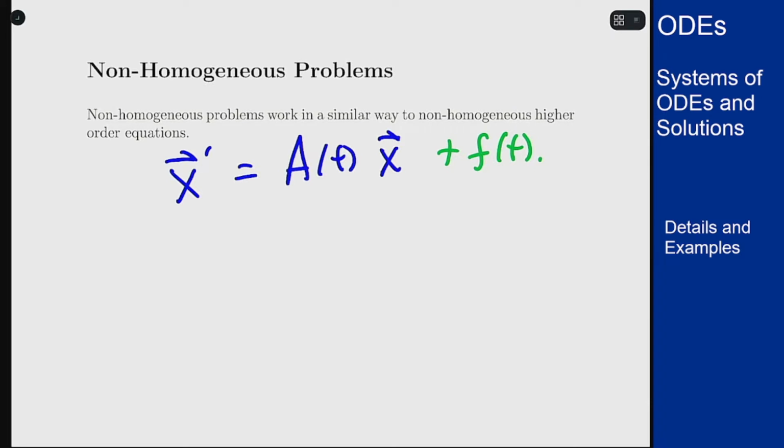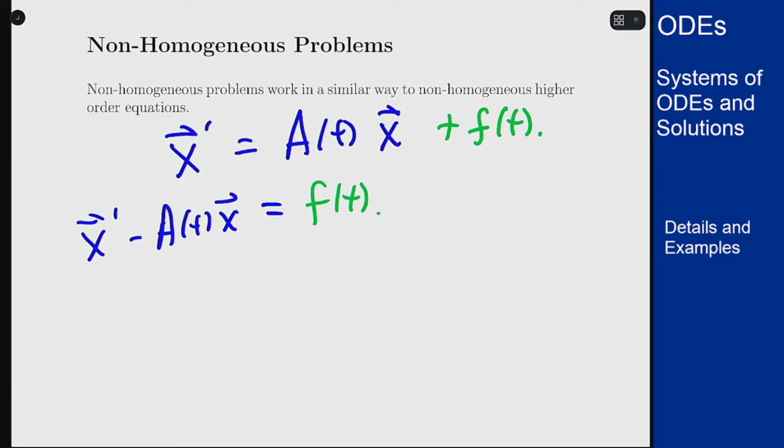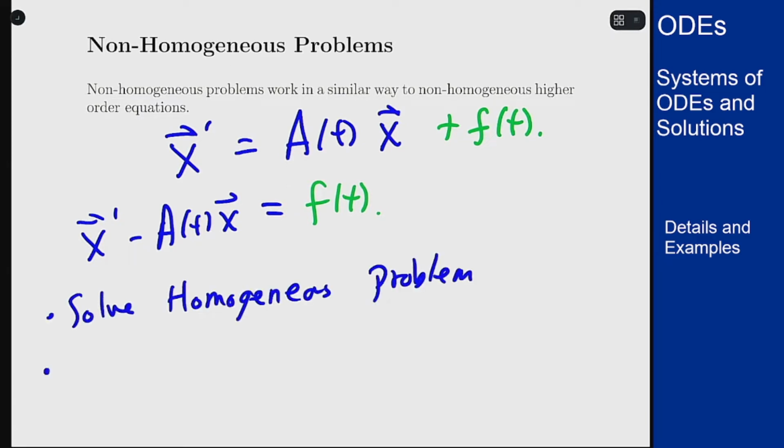If you think about this the same way we did for first or second order equations, where the part with all the x's could be put on one side all by itself. Like in this case, I could write this as x prime minus A of t x equaling 0 for homogeneous, or f of t for non-homogeneous. And the way we solve these is very similar as well. The idea is going to be to solve the homogeneous problem and then find one solution to the non-homogeneous problem.